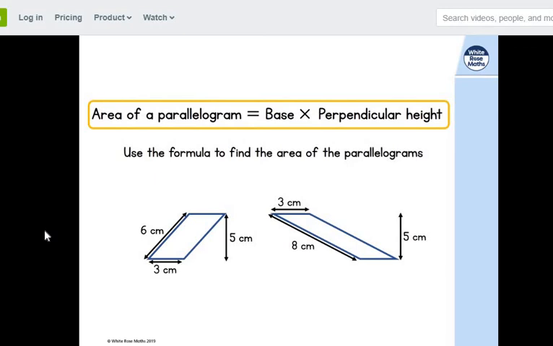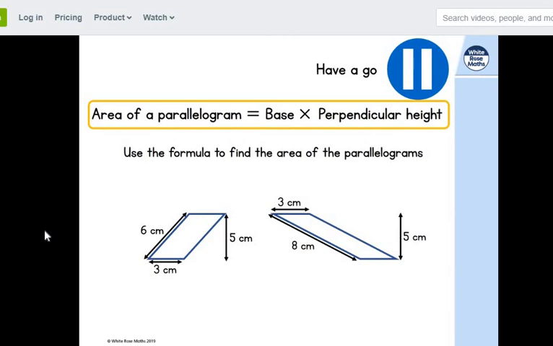So then, using the formula, can you find the area of the parallelograms? Pause the video, have a go for yourself first. Let's have a look at the first parallelogram. The tricky part is thinking, which of the three lengths represents the base?